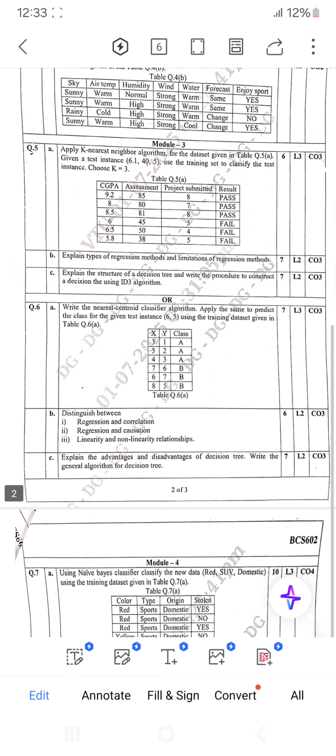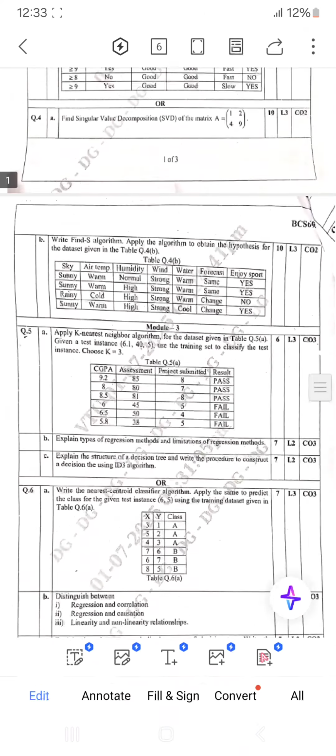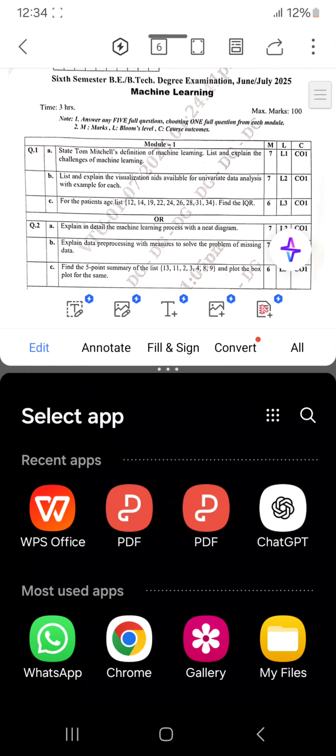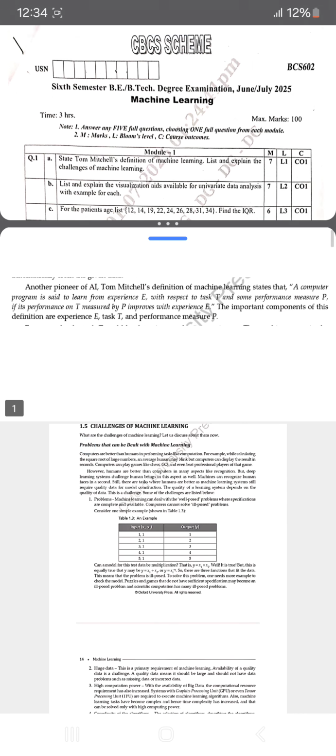See, this is the question paper. I am referring to the textbook mentioned in our syllabus copy. So just go through that textbook, and these are the answers for the questions. First question A, here is the definition.